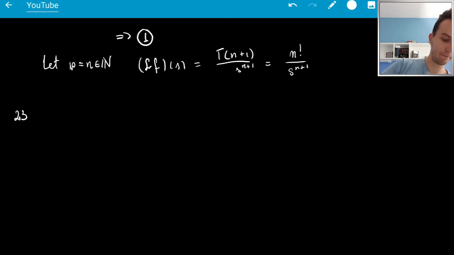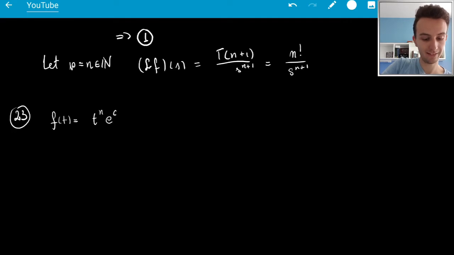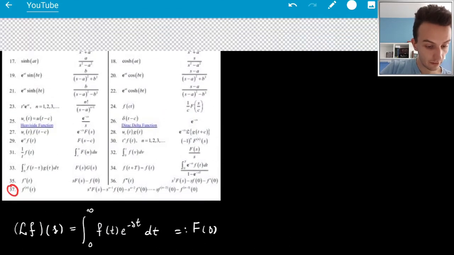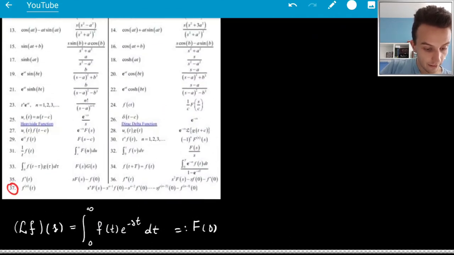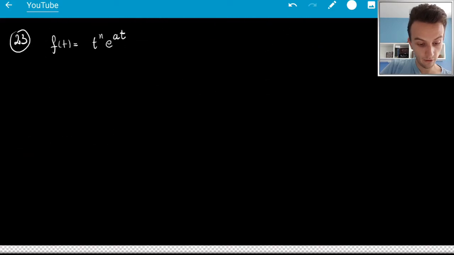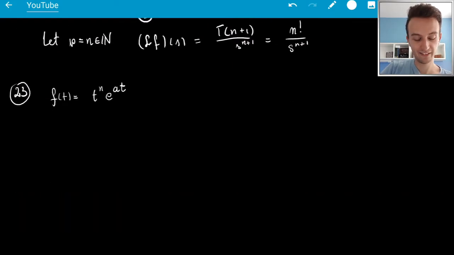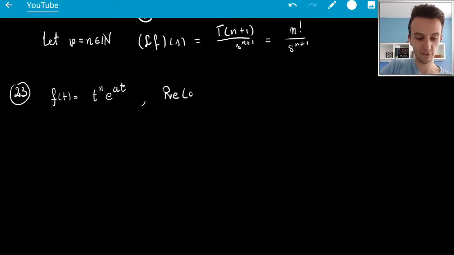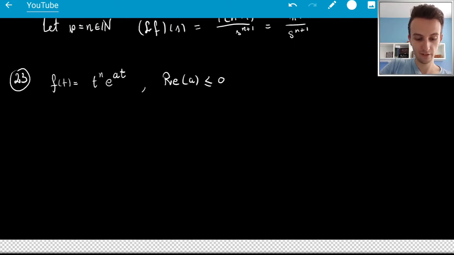I think we can do it for 23 then. So 23, we have f of t is equal to t to the n e to the at. Is that correct? t to the n e to the at. Yeah. Now, I mean, they don't write anything, but obviously you can't really do this integral if a has real part greater than 0. So I will write real part of a less than or equal to 0.